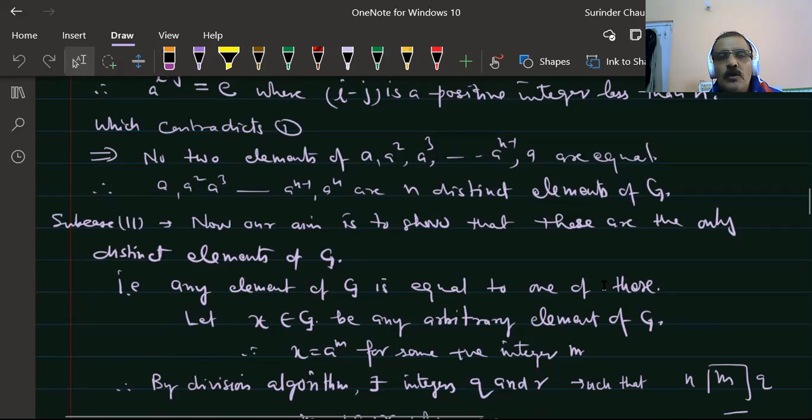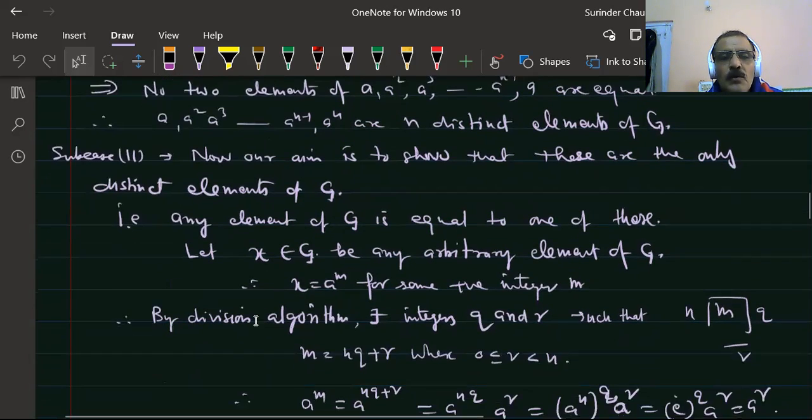Let x be an arbitrary element. Suppose that x is one of these elements. Then x is equal to A to the m for some positive integer m. If A to the m is any element belonging to G and the order of A is n, and if it is not among them, then m is an integer greater than n, so we must divide m by n. By the division algorithm, there exist a quotient and remainder such that m is equal to nq plus r, where the remainder r satisfies 0 less than or equal to r less than n.